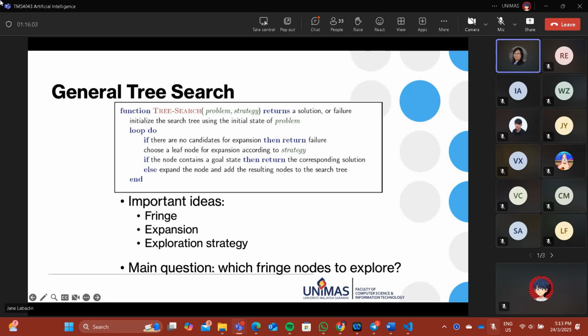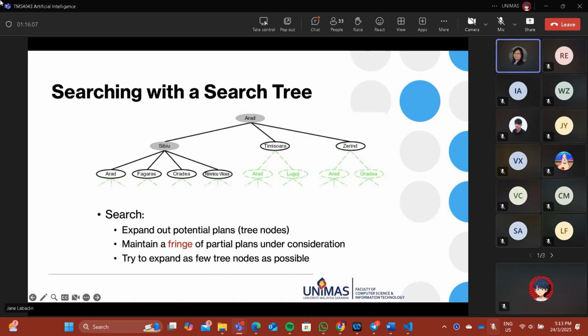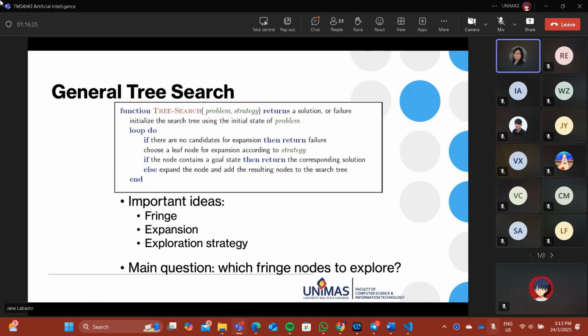So the main question would be which fringe nodes to explore. So when we already have this fringe, then what to do next? Do we explore downwards or do we go to the other side? So that depends on your strategy.